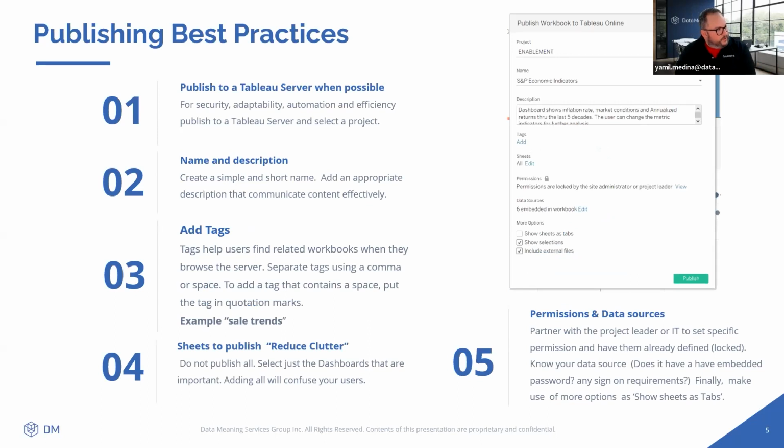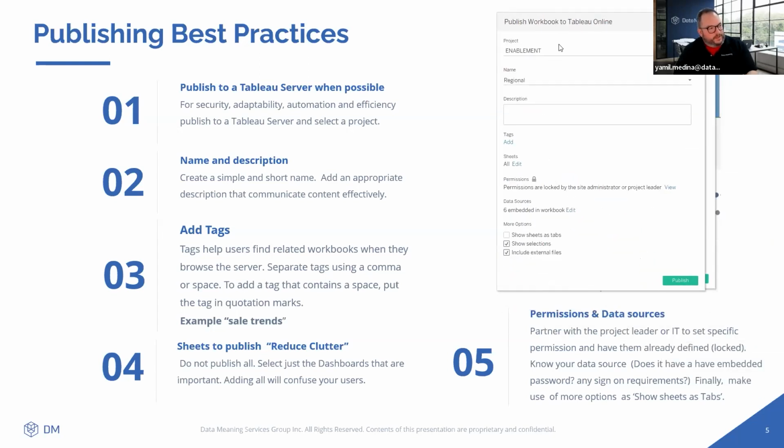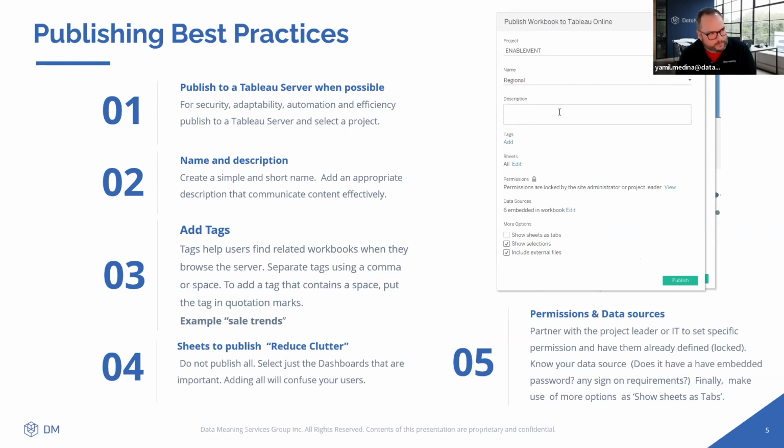So I want to start really quick with publishing best practices. When you're publishing that data source to Tableau Server, you probably always get that little box that we have here. And I'm going to bring up the actual box here. This is when you're trying to publish to Tableau Server. You have your options here. You have to select the project. You have to create a name, a description, etc. So we wanted to give you some best practices.